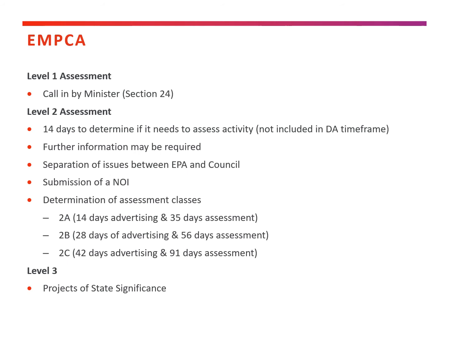There's a slightly scary amount of detail on this page, but this is the Environmental Management and Pollution Control Act. Basically, it's the controls on polluting activities. Level 1 being quite small, level 2 being the bulk of the work, and level 3 is where projects of state significance come in. So all POSs go through the EPA as well as the regular planning process.